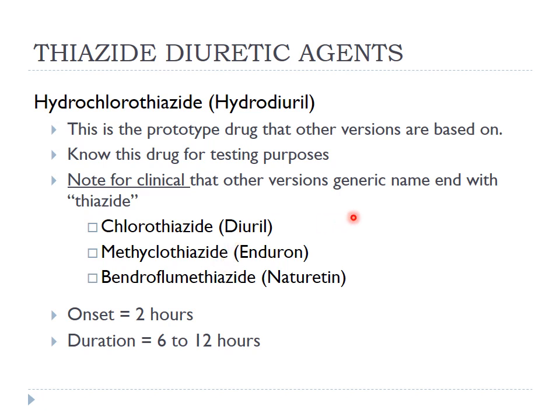Okay, and know this for testing purposes. Onset is around 2 hours, generally speaking, with these drugs. They can last up to 6 to 12 hours, depending on which one of these drugs you're taking.